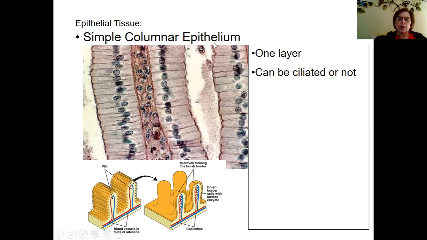So simple columnar epithelium can be ciliated or not. And in this case, believe it or not, this is not cilia. Do you see how it looks fuzzy? That's called a brushed border, and we're going to talk about why this has a brushed border. So the function here is absorption and secretion.